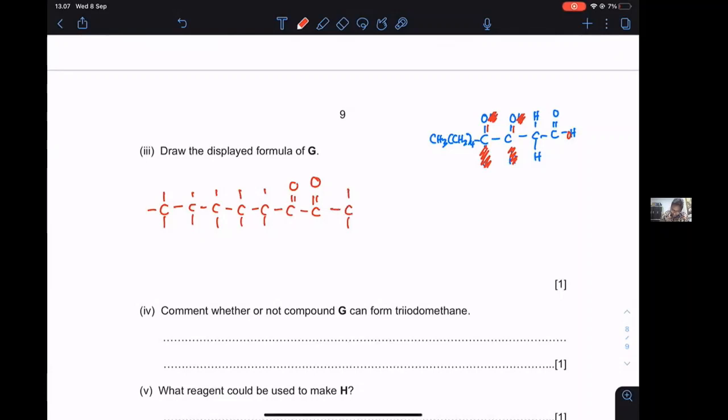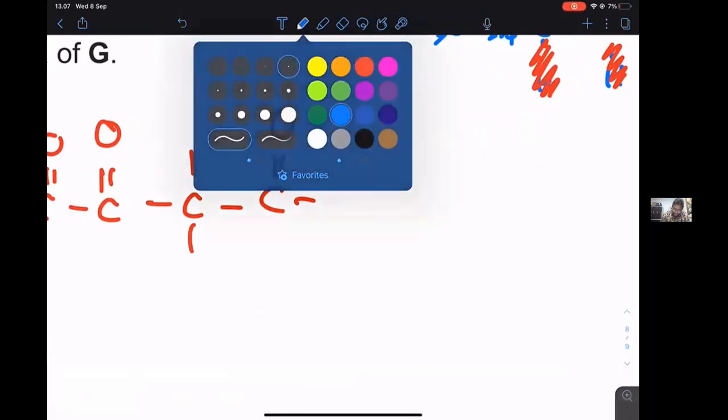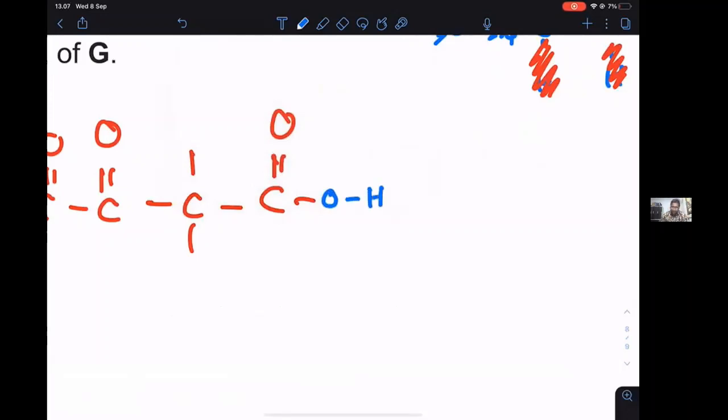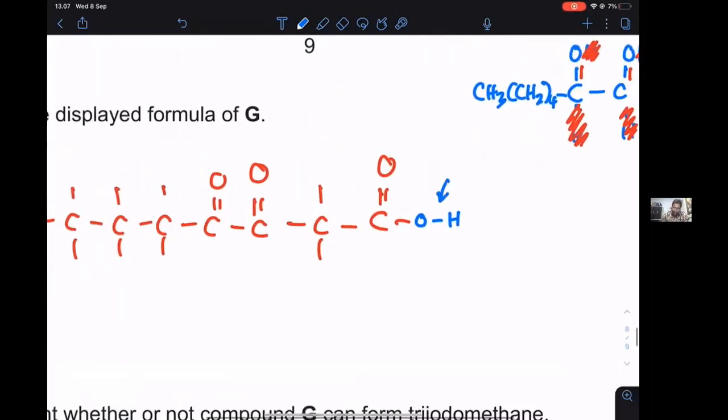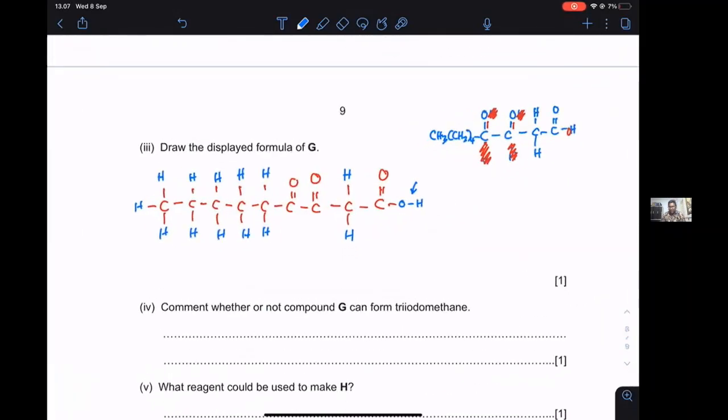Some of you just put it like this, very fast. Do remember, I will deduct marks if you do this. For a displayed formula, you need to show all the bonds, including O, H. If you don't show this, even if everything is correct, I will give you 0. It's not a matter of being strict. You need to answer the question properly. Since it's only 1 mark, I don't have any other choice but to deduct the mark.